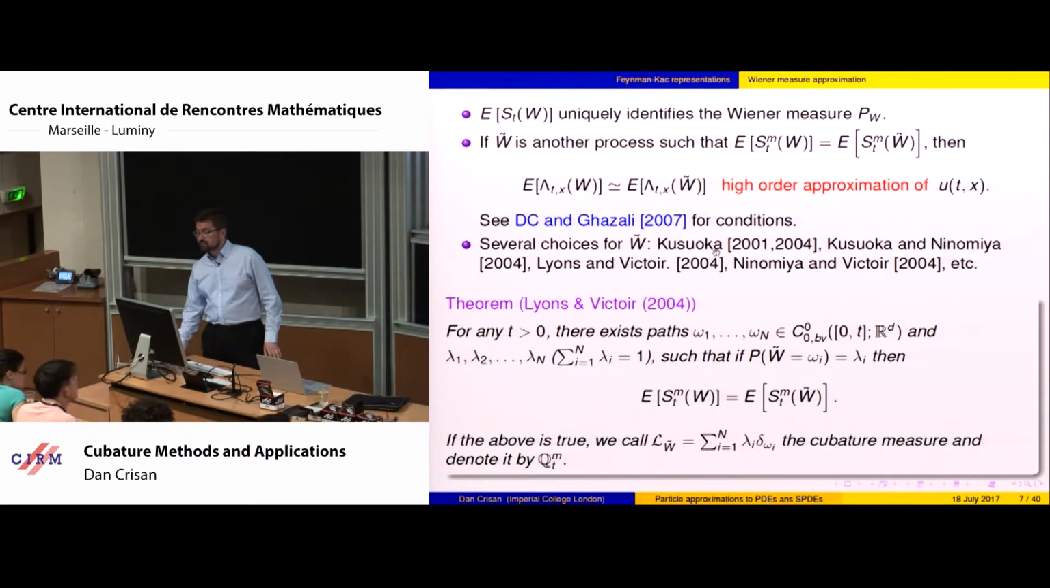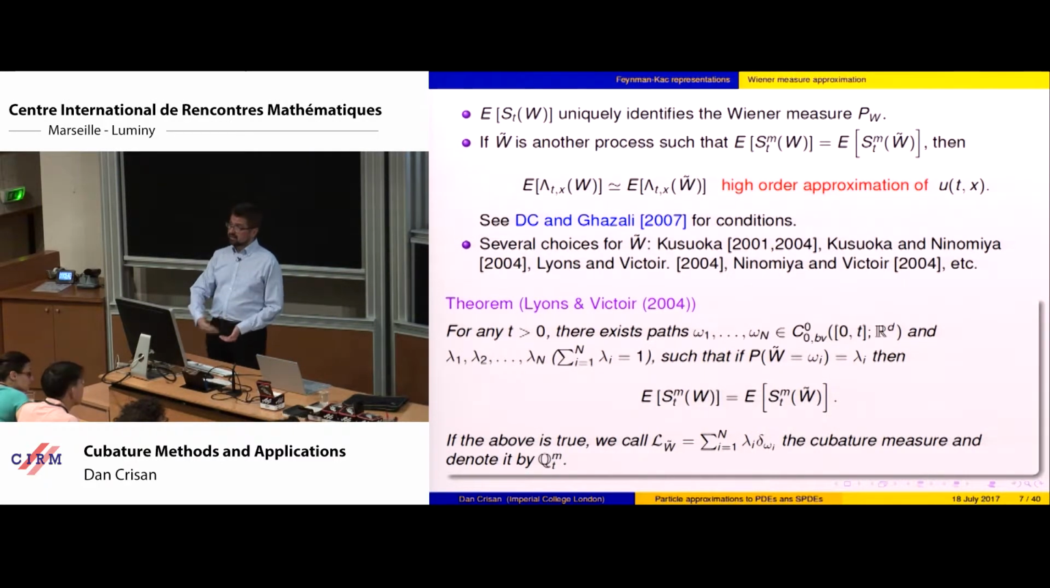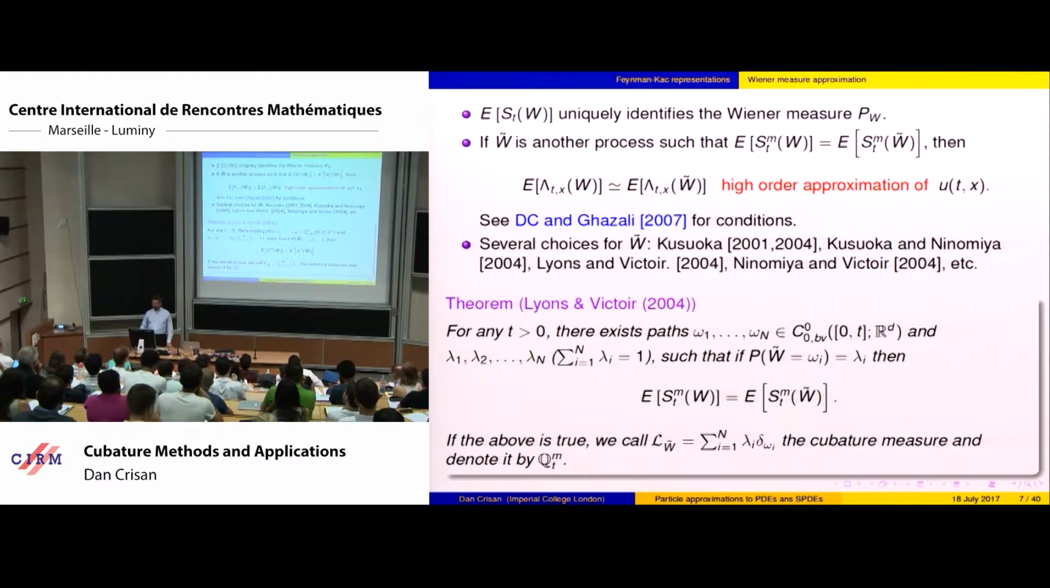And you'll not be surprised to see Kusuoka in here. Kusuoka and his collaborators developed the theoretical methodology, the theoretical analysis, and then they realized that you can develop numerical methods that exploit this theoretical analysis. And Lyons and Victoir came in 2004 and said, okay, you can do this to any order. So they proved the following result.